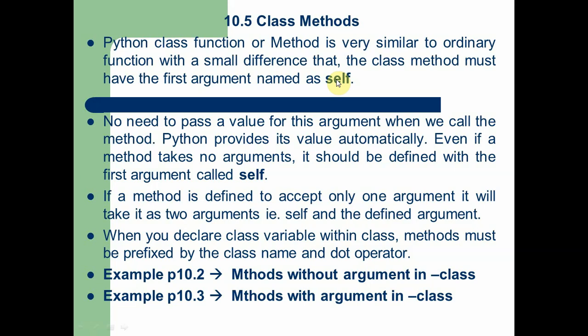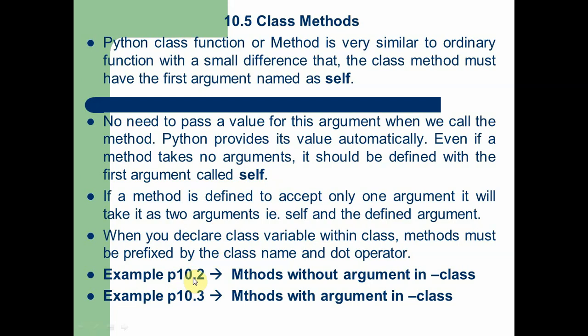Next, there is no need to pass a value for this argument when we call the method. Python provides this value automatically. Even if a method takes no argument, it should be defined with the first argument called self. If a method is defined to accept only one argument, it will take two arguments, that is, self and the defined argument. So if you want to create any argument for a method, you can set it as the second argument of the same method.